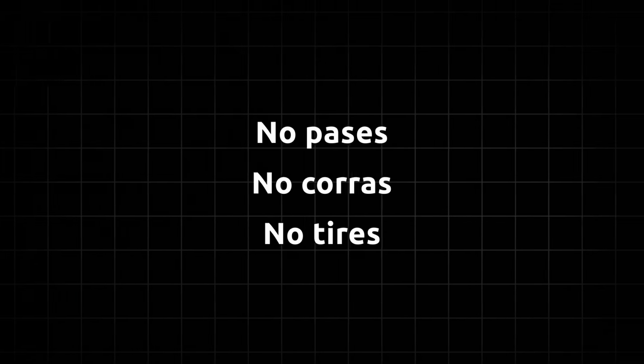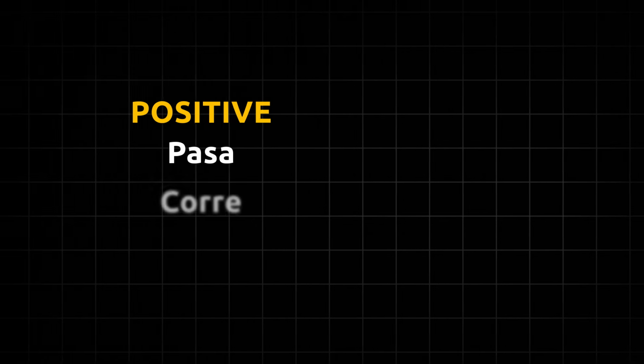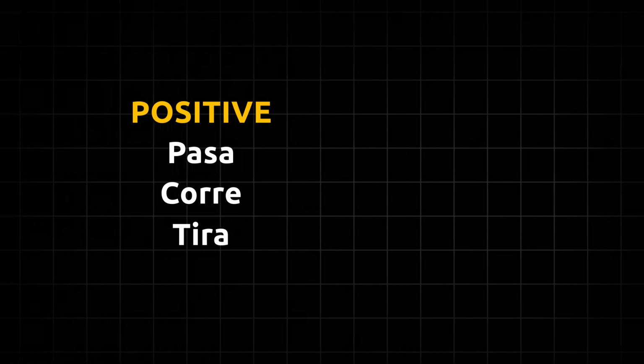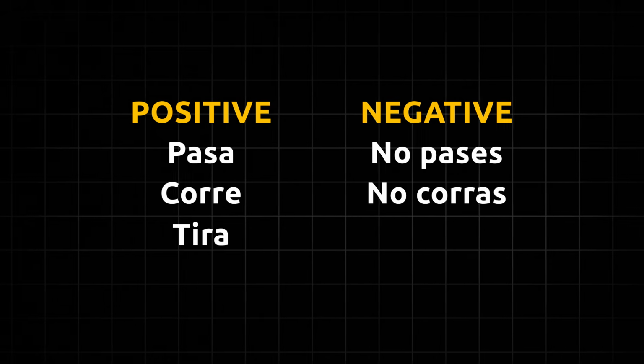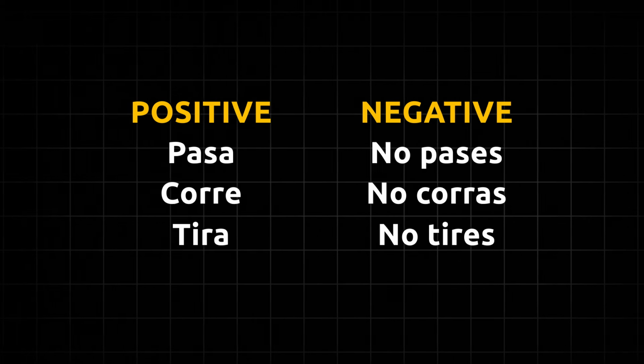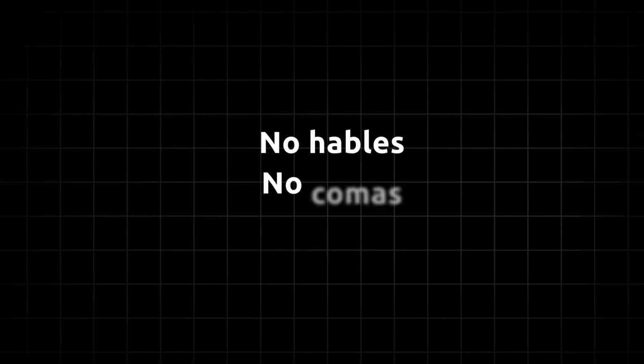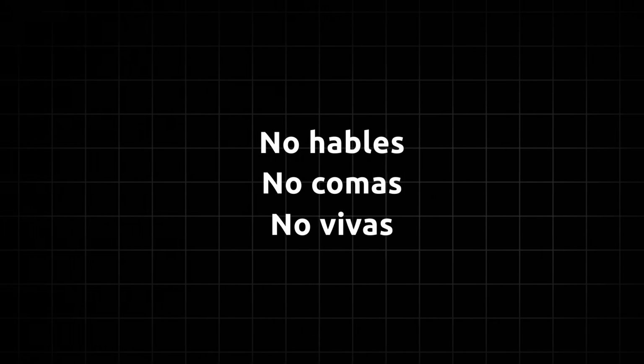And notice this, Spanish doesn't simply add the no to the command. The verb itself changes. Again, positive: pasa, corre, tira. Negative: no pases, no corras, no tires. This is why many learners get confused, because negative commands use a completely different set of endings, S included. Now look at this. We have no hables, no comas, no vivas.